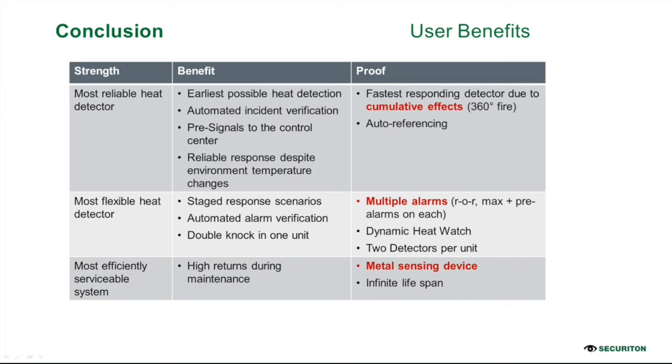We also have 2 detectors per unit, which I mentioned. You can use one ADW to cover the conveyor belt and the other one on the frying area itself. And we have an infinite lifespan. As I said, maintenance is practically not needed, but according to the NFPA standards, we do need maintenance every year or every 6 months for such an application.